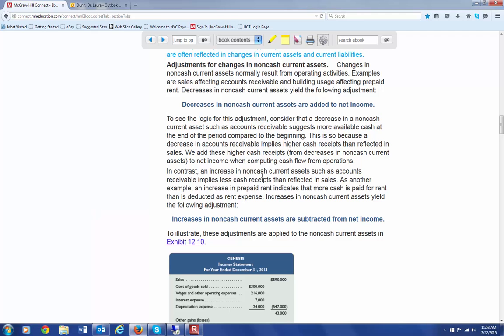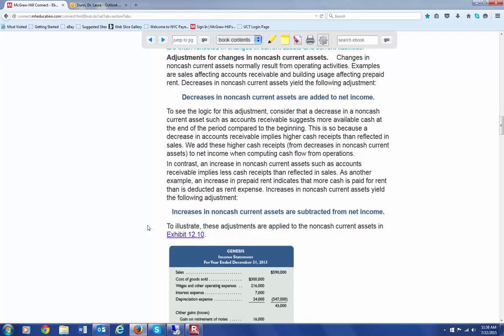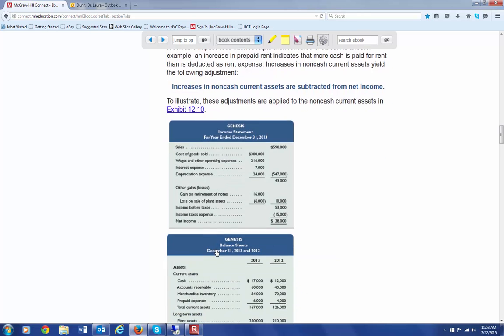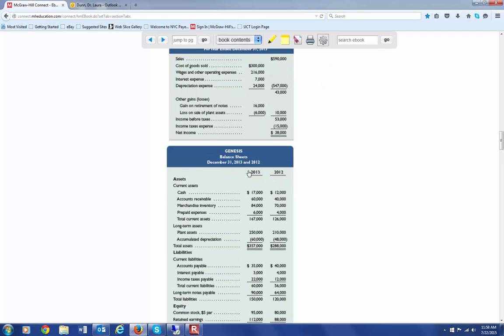But an increase in a non-cash current asset, such as accounts receivable, implies less cash receipts than reflected in sales, so you have to adjust for that. So increases in non-cash current assets are subtracted from net income. Again, it's really best at first just to memorize this, and then the logic of it will make more sense the more often that you do it. So what they do down here is they show you, well, here's your income statement, it shows you your 38,000. Here's your balance sheet, it shows you the comparative 2012 to 2013.